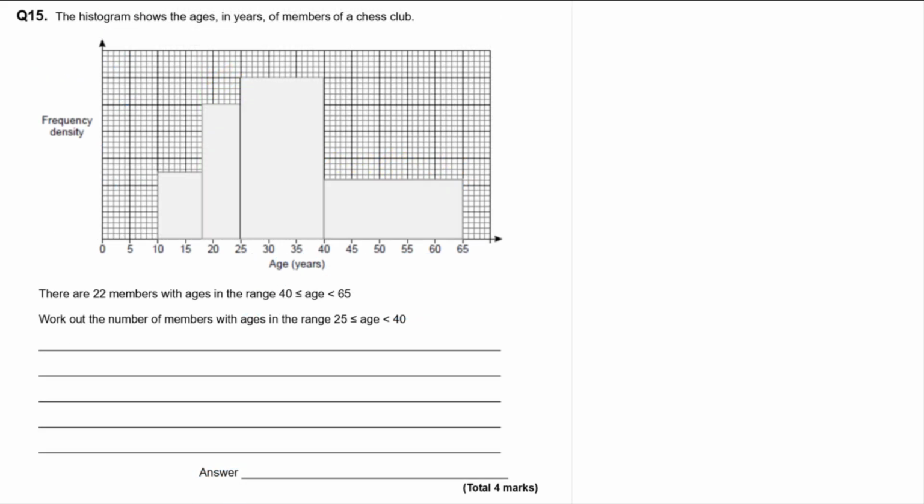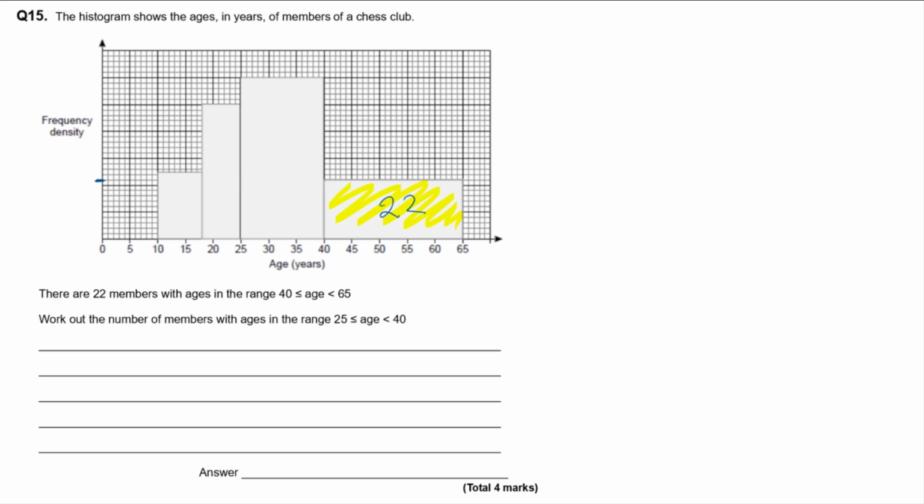Question 15. The histogram shows the ages in years of members of a chess club. There are 22 members with ages in the range of 40 to 65. Work out the number of members with ages in the range of 25 to 40. So there are 22 members in the range from 40 to 65. That's that last bar on the end here, isn't it? That's 40 to 65. So there must be 22 people in here. Okay. So if that's the case, then what is that value there then on the frequency density?